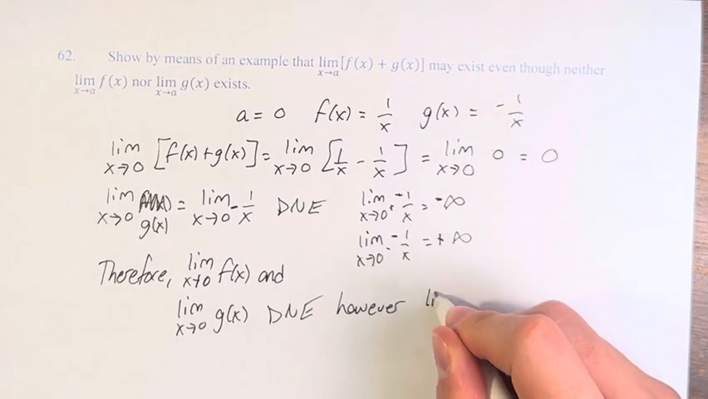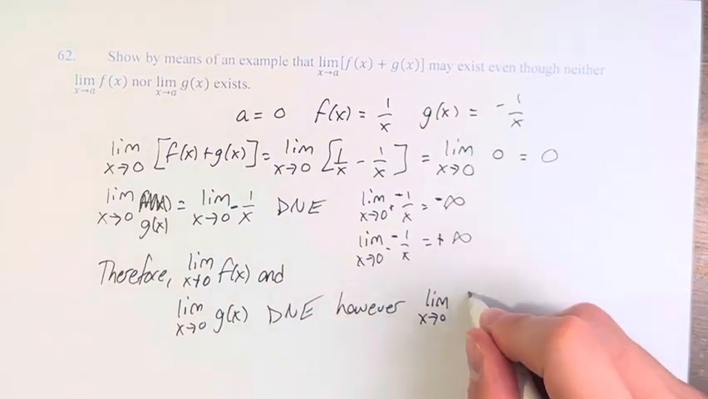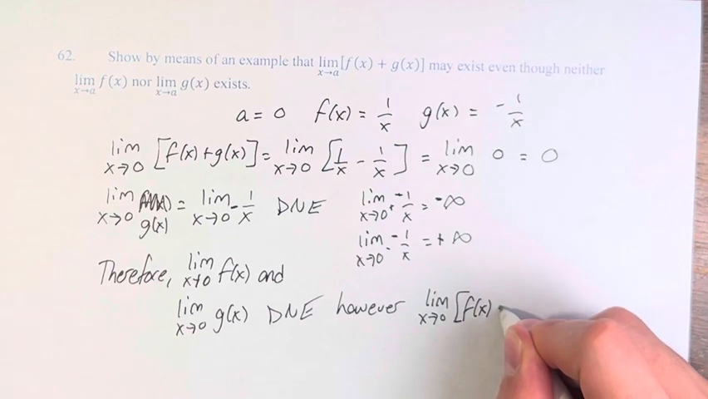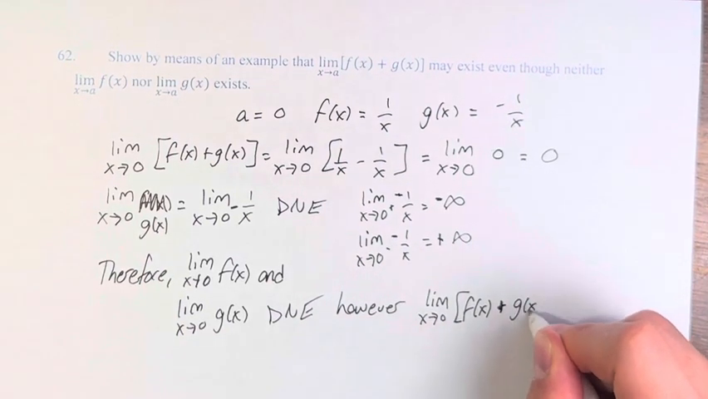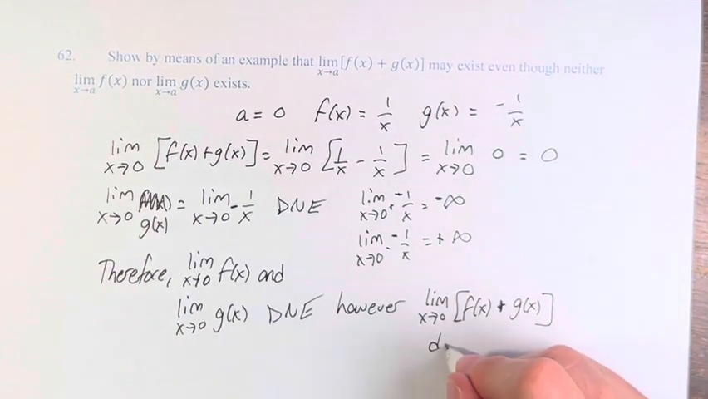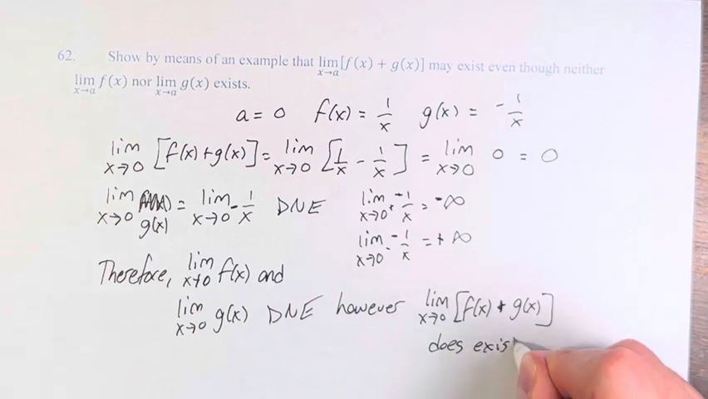However, the limit as x approaches 0 of their sum, f of x plus g of x, does exist. And it equals 0.